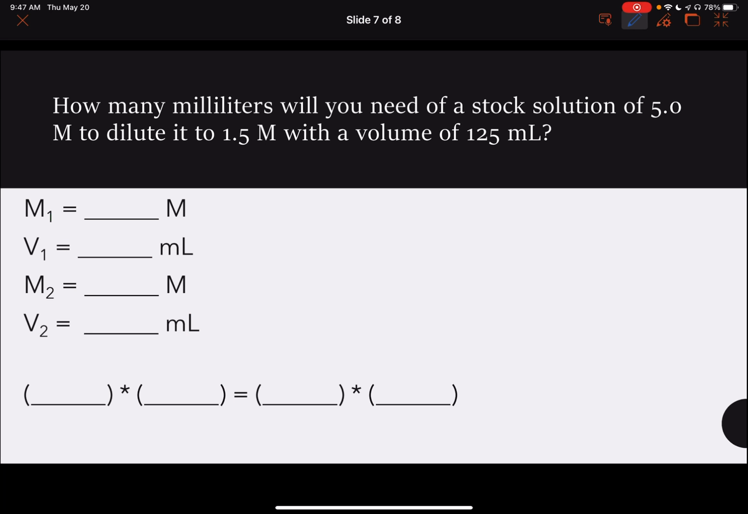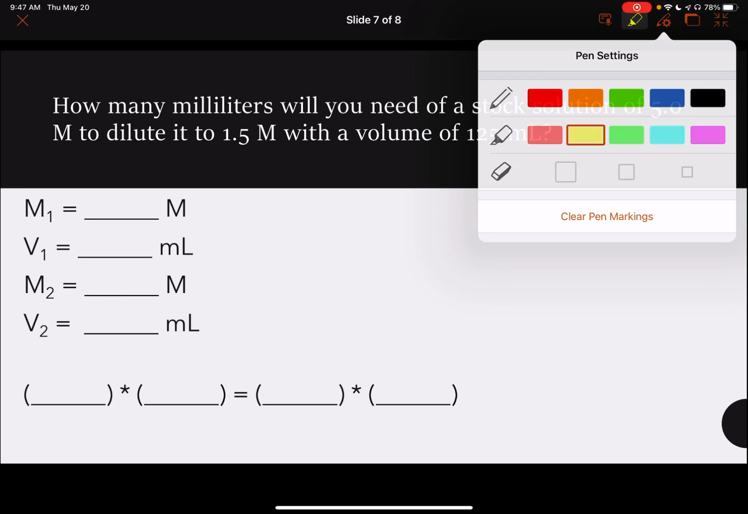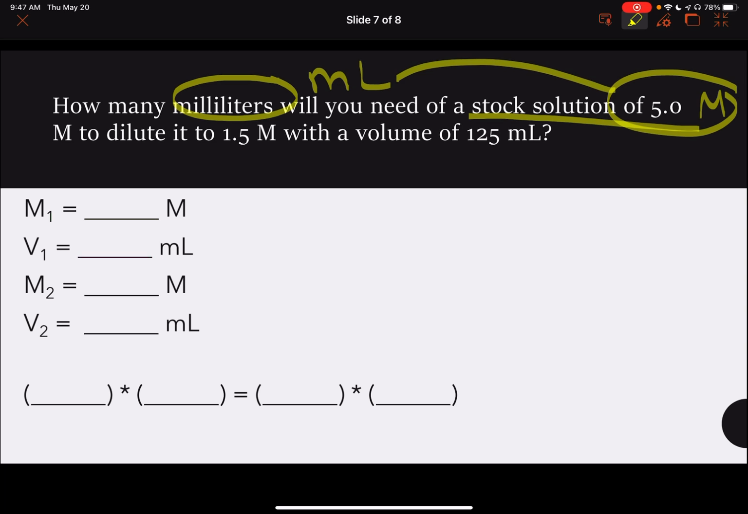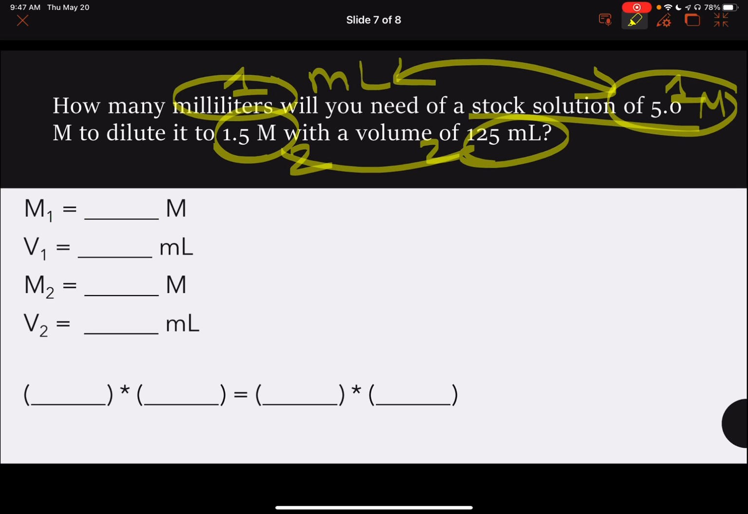So our final one is on dilutions for this warm-up. How many milliliters will you need of a stock solution of 5 molar to dilute it to 1.5 molar with a volume of 125? So if I take a look, I'm looking for how many milliliters of my stock of 5 molar. So those two are tied together. That gives me my 1 and my 1. Then I have 1.5 molar of 125. That gives me my 2 and my 2.